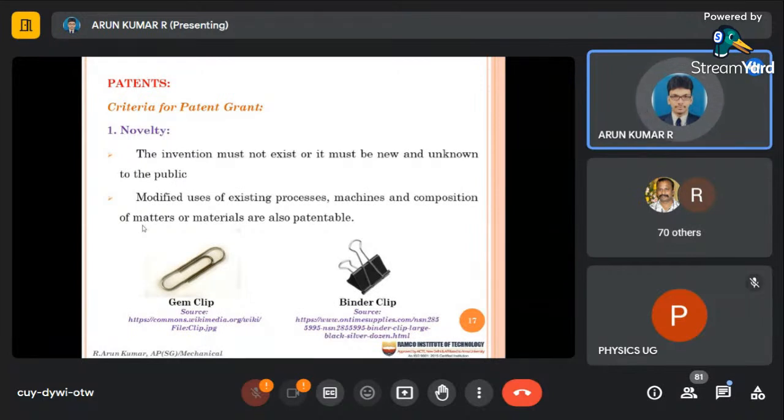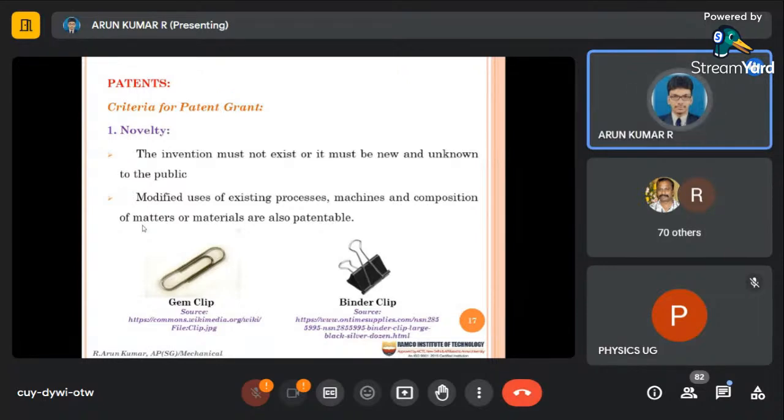Now, you may be confused, because in earlier slides I told you that you need not go for a remarkable invention or a breakthrough innovation. But in this slide, I am claiming that your invention should be new and unknown to the public. I'll clear this doubt or misconception with an example. We can see two images here in this presentation: one is a gem clip and the other is a binder clip.